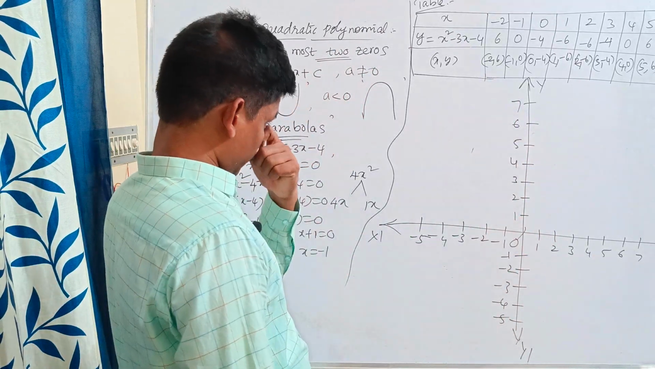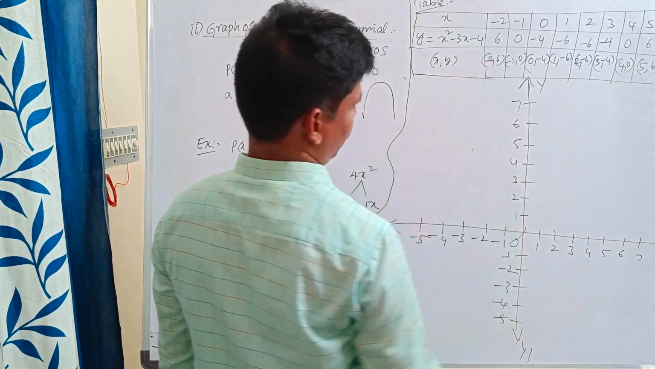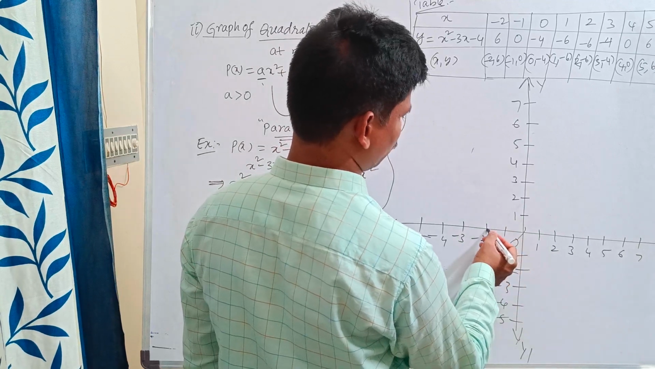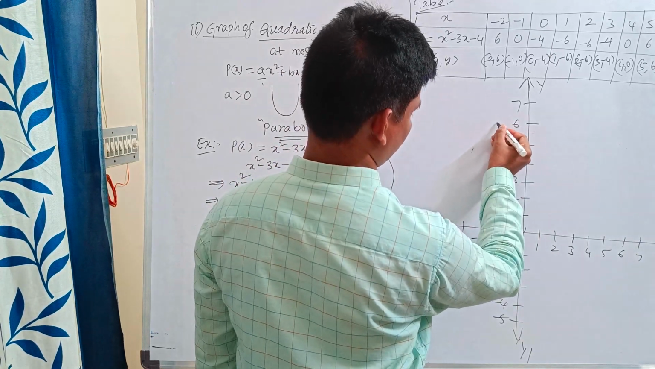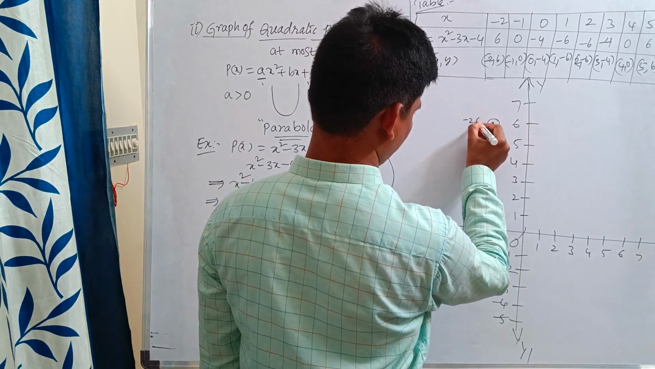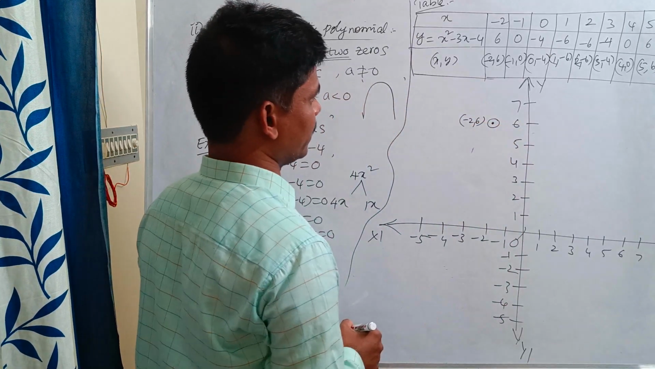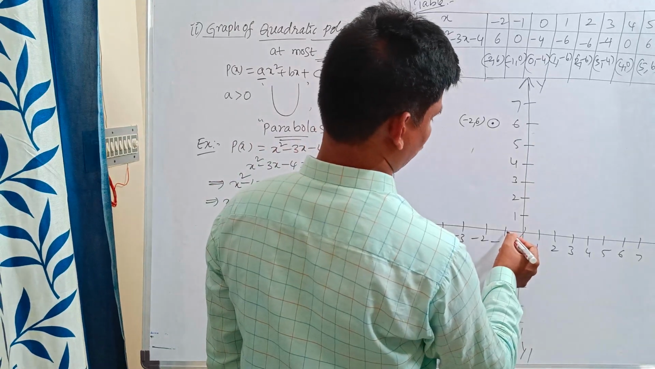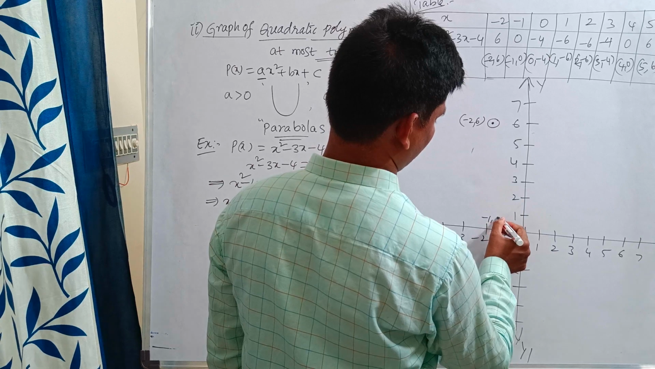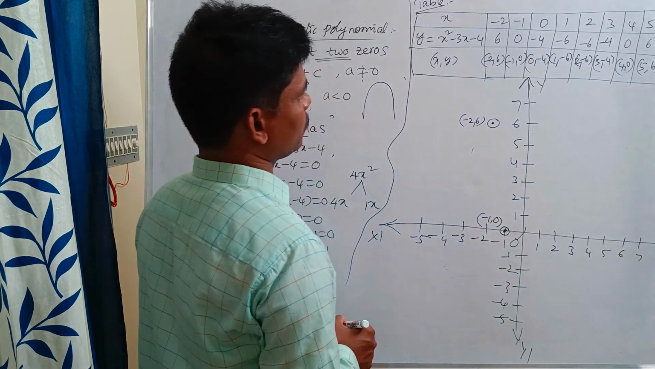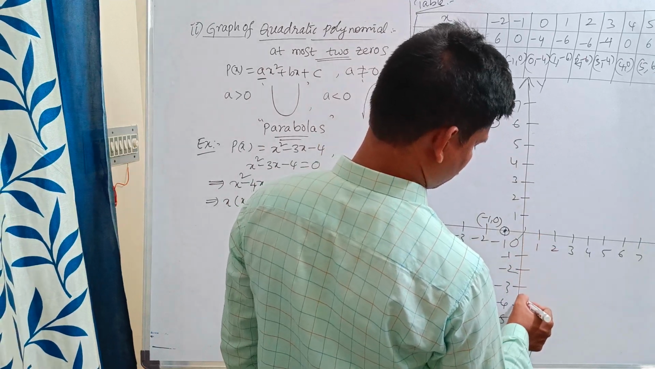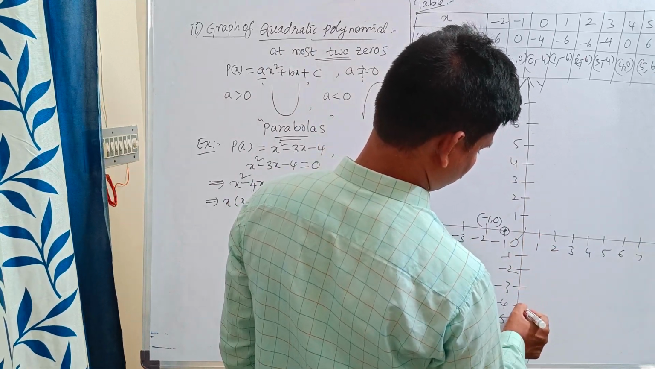See here, the first point is minus 2 comma 6. Minus 2 on the x-axis, so here is the point minus 2 comma 6. Next, minus 1 comma 0. Here is the point minus 1 comma 0. Next, 0 comma minus 4. Here is the point 0 comma minus 4.